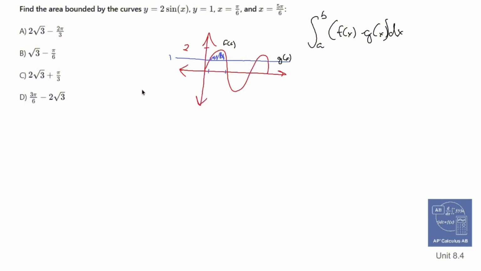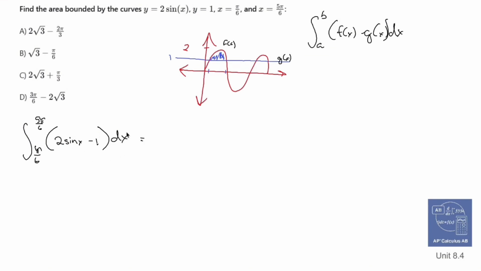We just have to make it positive. So now that I have everything that I need, I can set up my integral, which is going to be the integral from pi over 6 to 5 pi over 6. And we're going to do 2 sine x minus 1 dx.